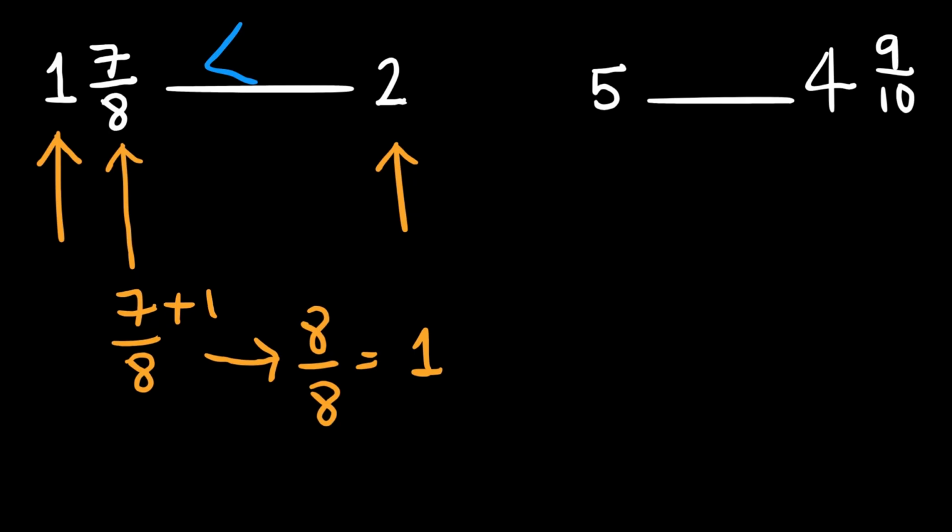Let's look at the next example. We have 5 and 4 and 9 over 10. This example is very similar. Look at the 4 and then look at the 5. Well, just by comparing the wholes, we can see which number is bigger. And look at the fraction, it's 9 over 10. We needed to add 1 more to 9 to make it 10 over 10, which would have given us another whole. And then these two would have been equal, but that's not the case. We just compare the whole numbers. That is why 5 is greater than 4 and 9 over 10.